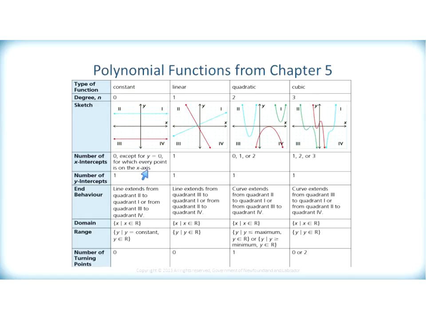We looked at the number of x-intercepts, and we looked at the end behavior. The line extends from quadrant 2 to quadrant 1, for example. The domain of all of the polynomial functions we looked at in Chapter 5 was x such that x belongs to a set of reals. And so we had various domains or ranges. We're going to continue looking at these characteristics now for exponential functions.